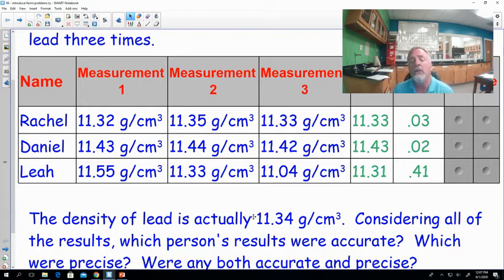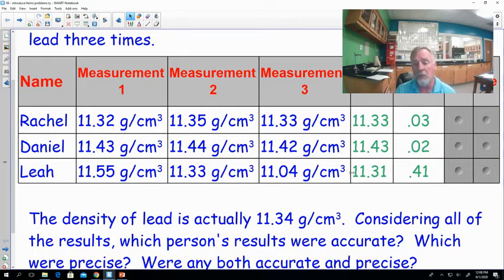Well, if I ask you to do the math here, and I'm keeping the math simple, what I first want you to do is take an average. So we're going to take the average of Rachel's 3 measurements, 11.32, 11.35, 11.33, and I calculate the average as 11.33. We're going to do the same thing for Daniel, getting 11.43, and the same thing for Leah, getting 11.31. So now we know their averages.